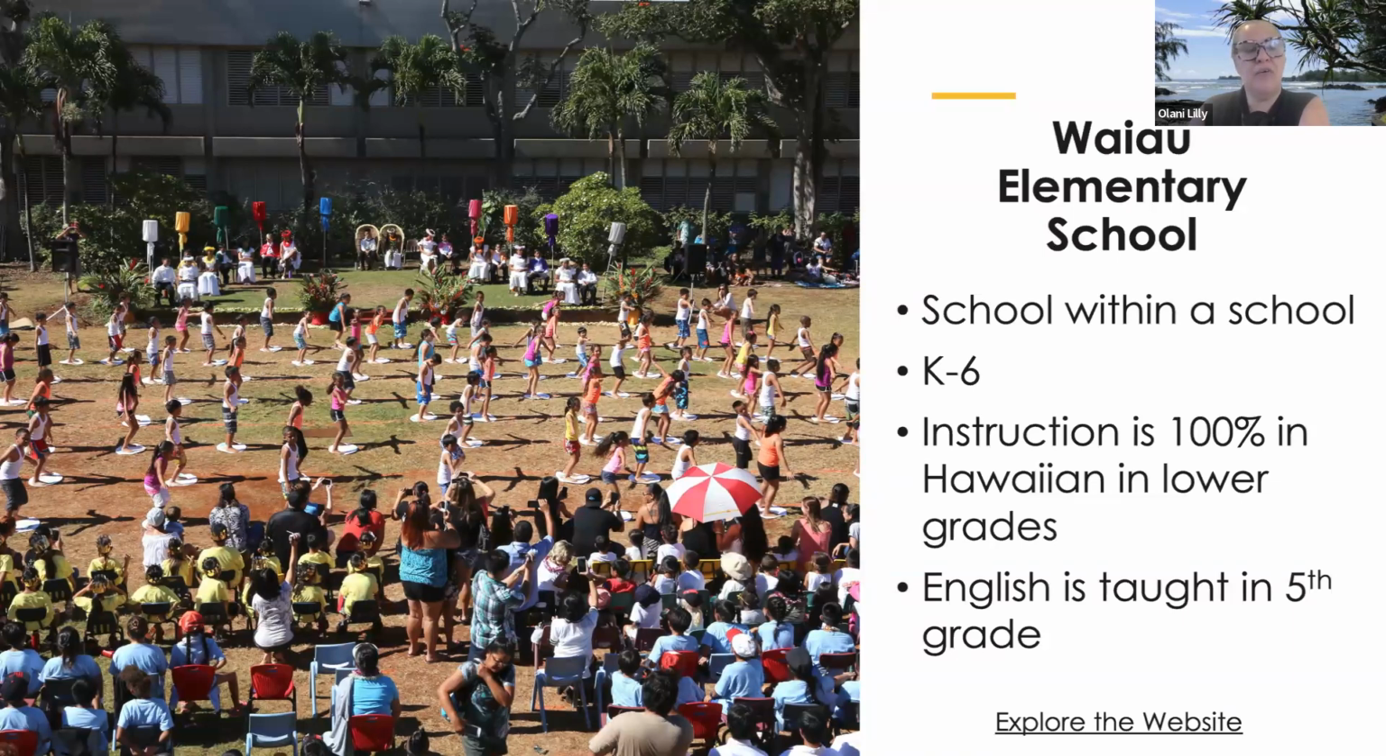But one of the pros of this model is that it is a school within a school. And so the principal, all of the services and the operations of the immersion school are housed under the umbrella of the English speaking school. Also, there are already facilities that were already built. And so this school did not have to go out and locate facilities.